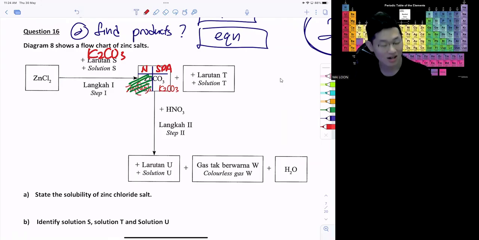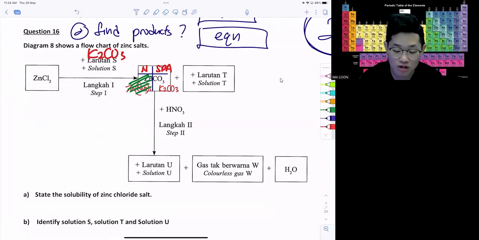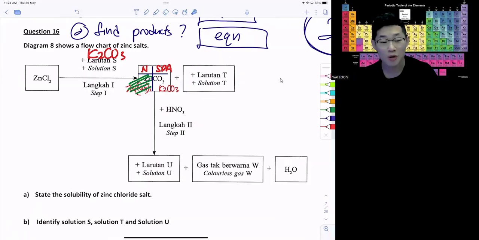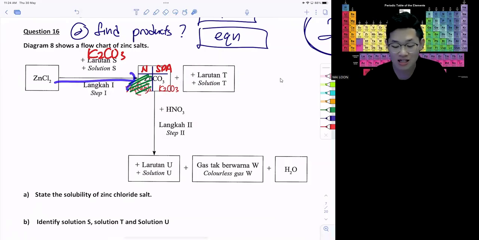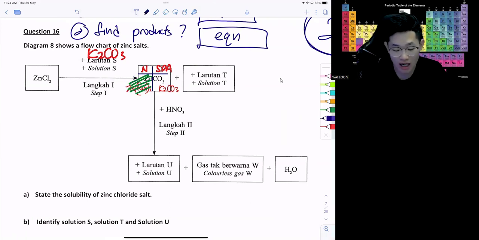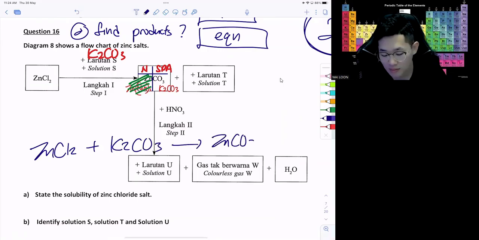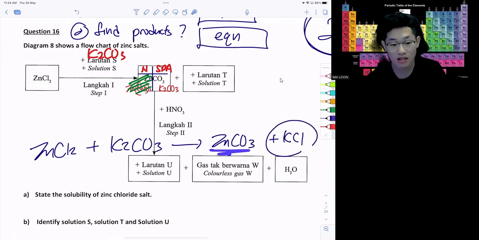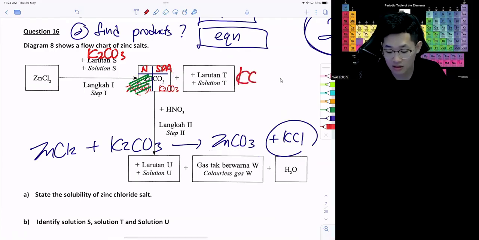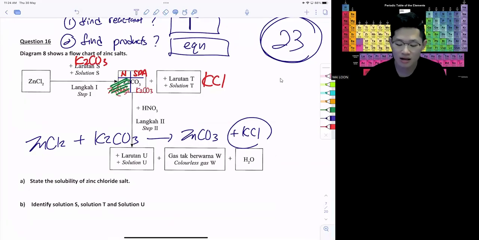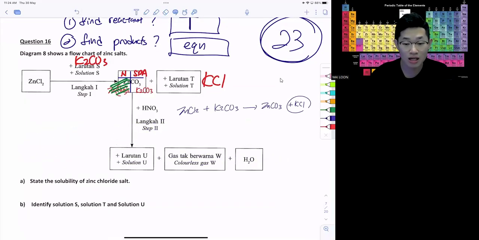Understand? Okay. And then to get the solution T, which is a product, whatever the arrow is pointing at is the product. To get the product, we write equation. You see, we get zinc carbonate and KCl. So that's what I mean by we use equation to find product and we use cross to find reactant.